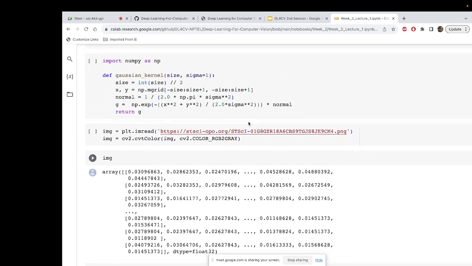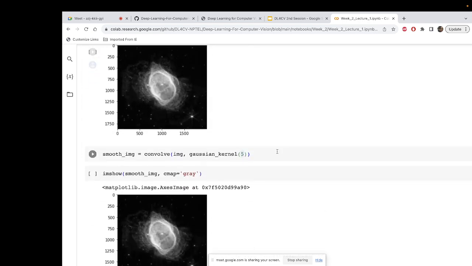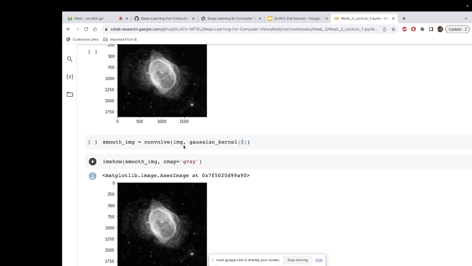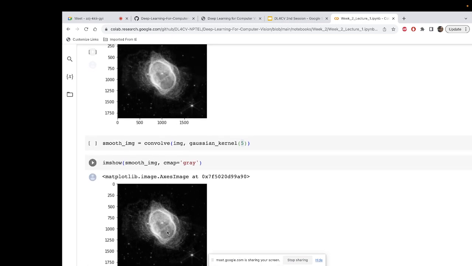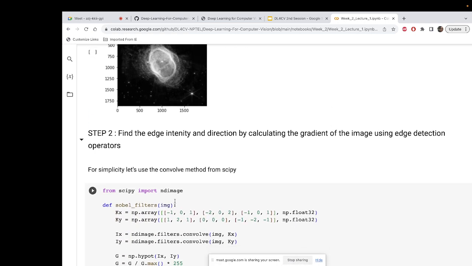So let us look at the function of the Gaussian kernel. Here sigma is initialized, the default value is 1, but I am giving a value of 5. Now you can see the difference between these 2 images. This was the original one, and this is a much more smoothed out version of the original one. You can see that it has become blurrier because of the smoothing, right.